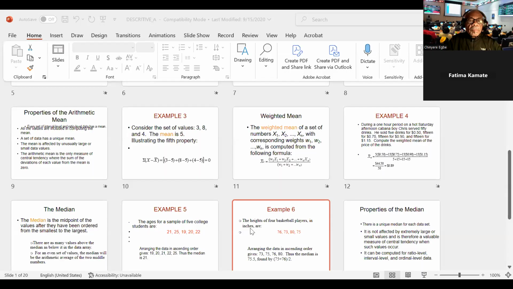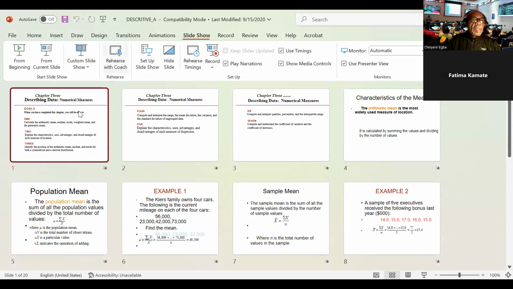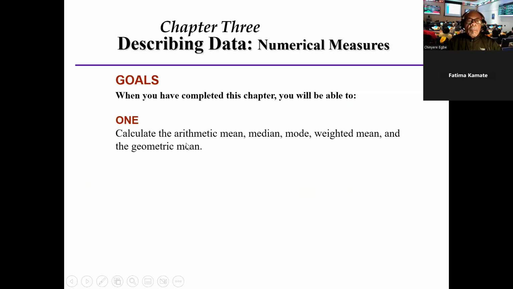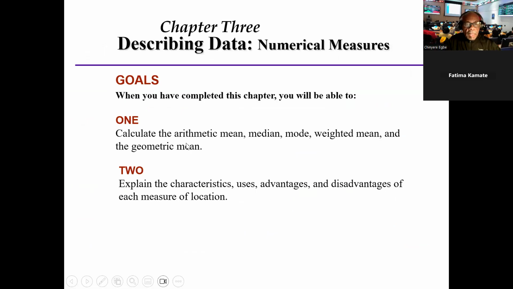this is a PowerPoint slide. Okay. And I'm going to go quickly through the slideshow. Right. So we'll be able to calculate the arithmetic mean, the mode and the median, the weighted mean, which we did last time.